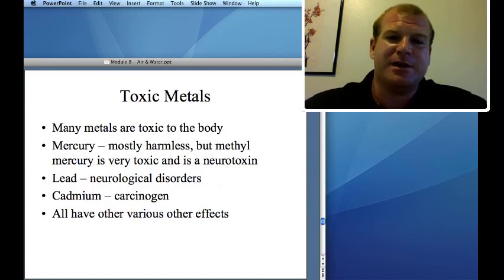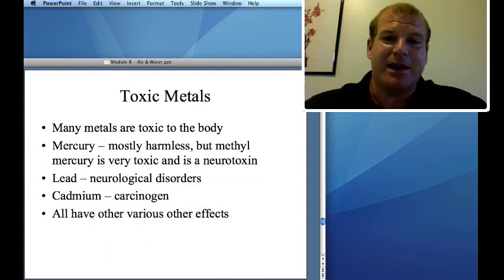Mercury is mostly harmless, but methylmercury or organic mercury, and organic means carbon containing, is very toxic. It's also a neurotoxin. Lead leads to neurological disorders. So remember we talked about that with cars, that cars used to have lead in the gasoline. There was also lead-based paint. So maybe you've heard someone say he or she consumed paint chips when that person was younger. That's because ingesting lead, especially in children, can cause mental retardation. So lead is a neurotoxin as well.